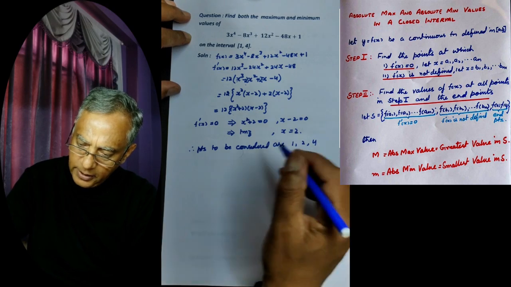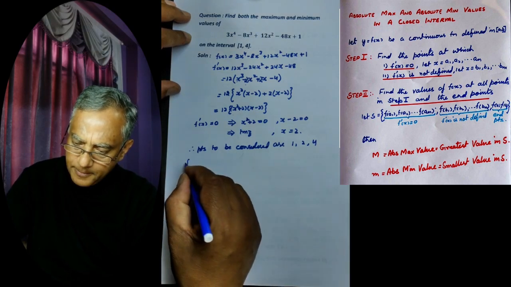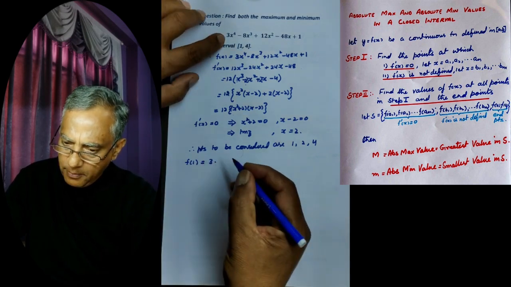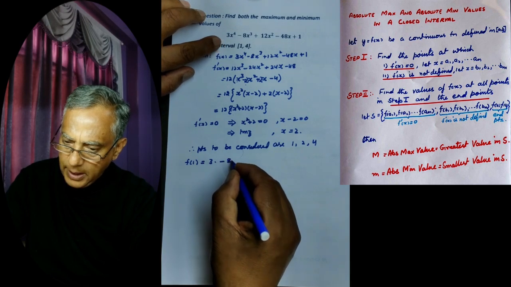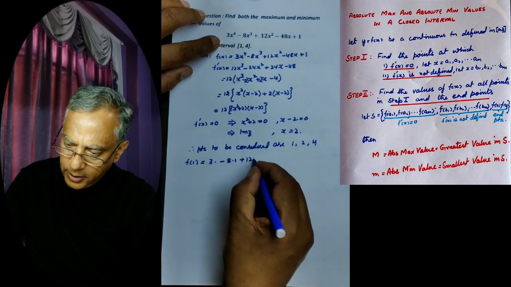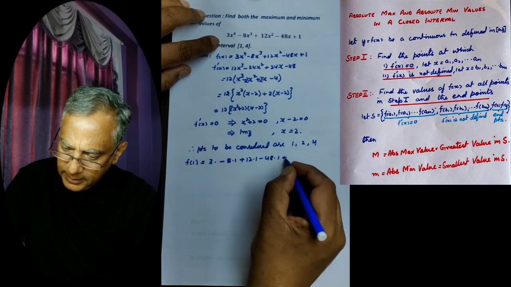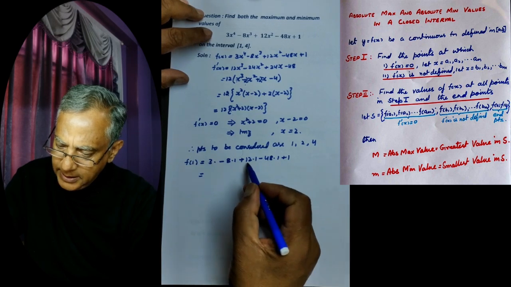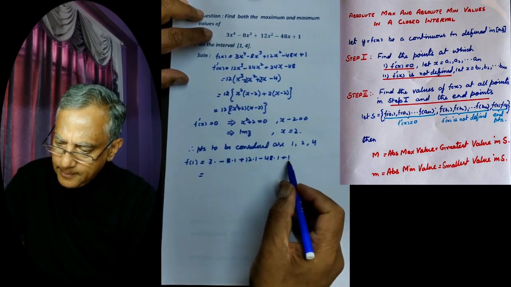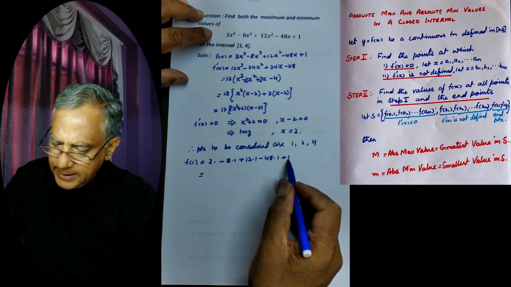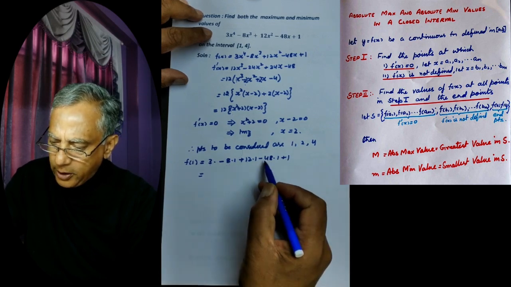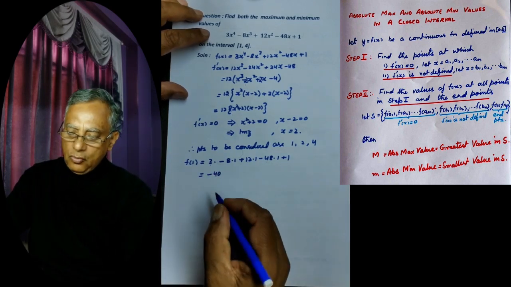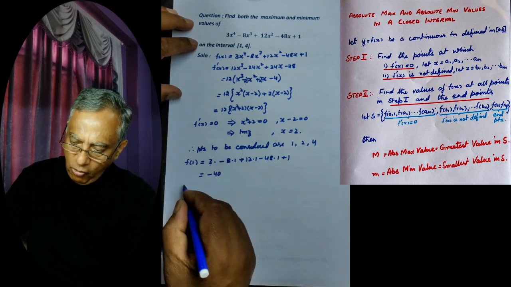So we have to find the value of f(x) at 1. f(1) is 3 into 1 power 4 minus 8 into 1 plus 12 into 1 minus 48 into 1 plus 1. Now 12 plus 3 is 15, 15 plus 1 is 16, 16 minus 8 is 8, and minus 48 plus 8 is minus 40. This is minus 40.